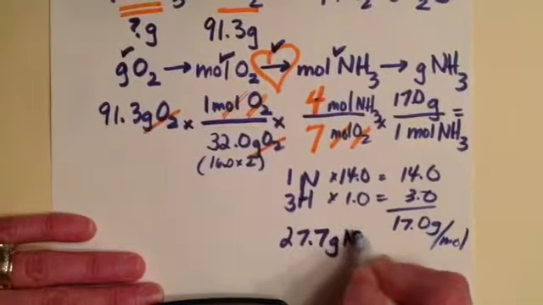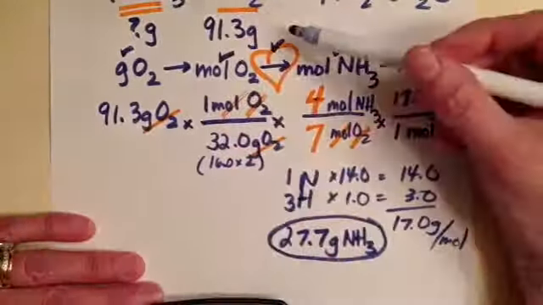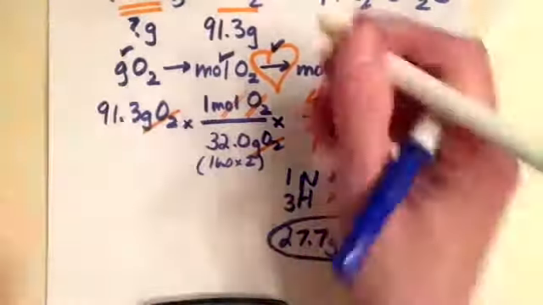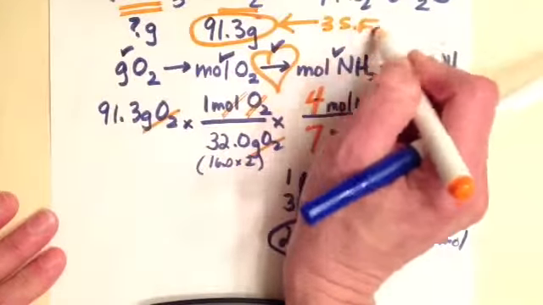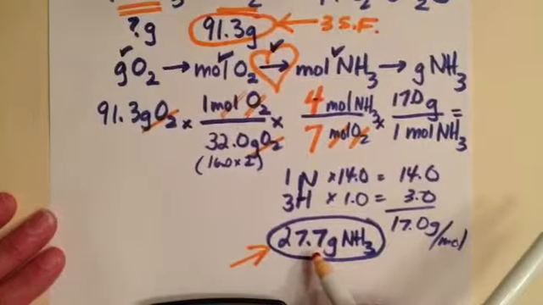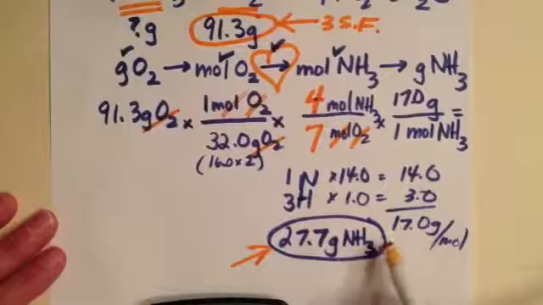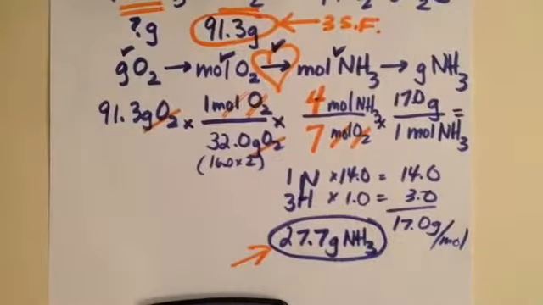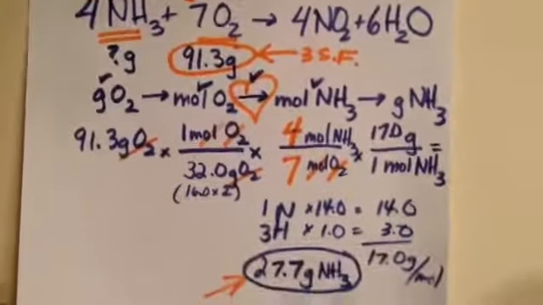So I end up with my final answer being 27.7 grams of ammonia. Now, I always have to pay attention to my sig figs. My original problem had 3 sig figs, so my answer should only have 3, and that's with rounding. So the correct answer is 27.7 grams of ammonia. And that's the entire problem for a mass-to-mass stoichiometry.